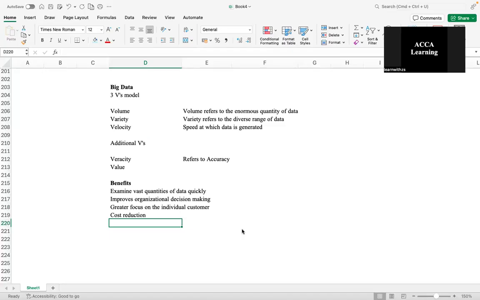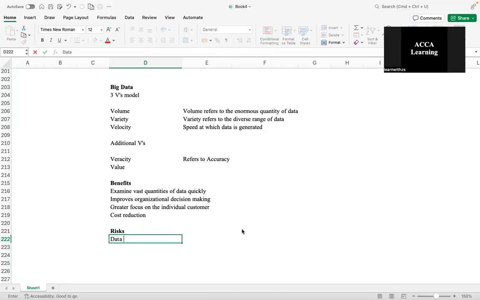Now, there are some risks also, since this is data, something that you don't have control over. So there is always going to be a lot of risks. One of the first risks is data security concerns. Very obvious risk, right? It can be very vulnerable to security breaches, which can compromise the sensitive information that you've put up, right?